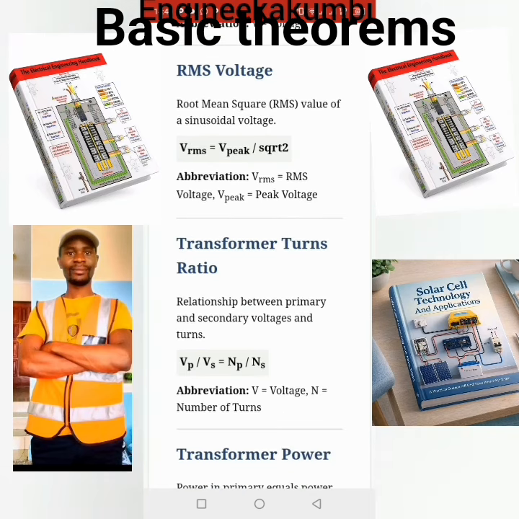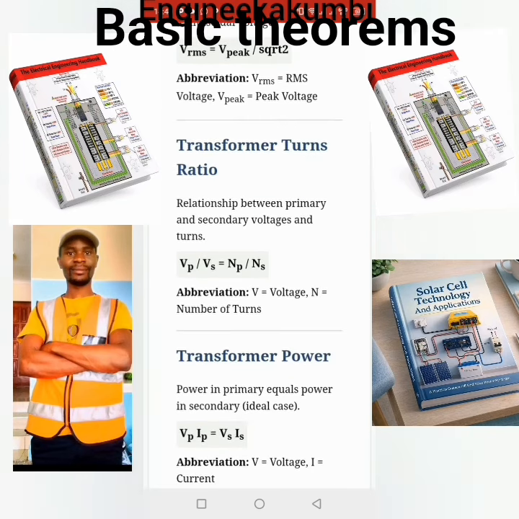We also need to understand the transformer turns ratio. Here we are talking about the relationship between primary and secondary voltage and turns. The formula is voltage primary over voltage secondary is equal to turns primary over turns secondary. We'll be able to get these as we move on.